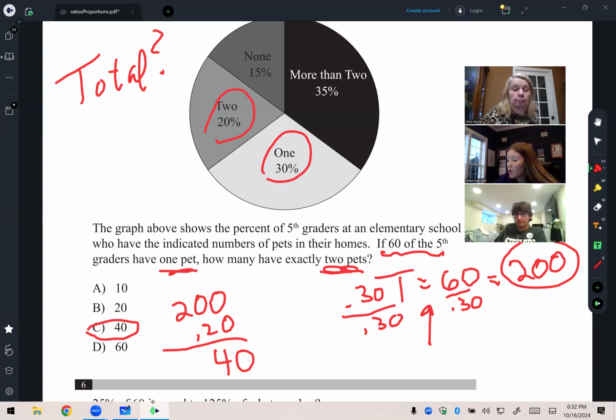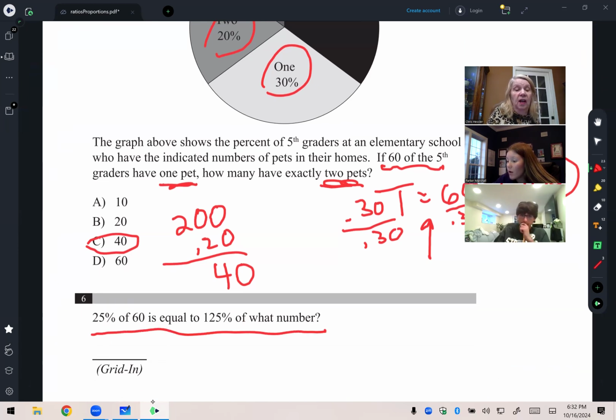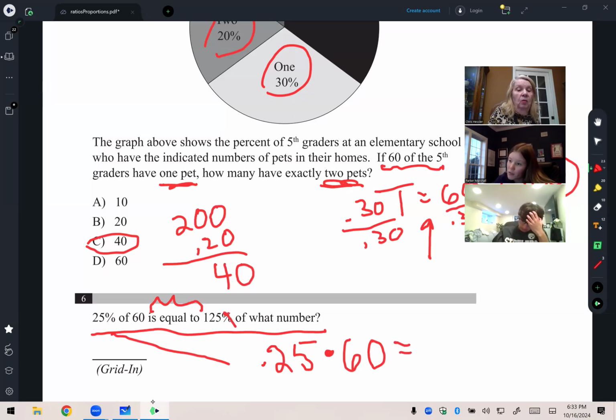Chase, good? Good. Okay, now if they give you something like this, you just translate it into a math equation. So this would be 0.25 of is multiply 60 is equal to, drop the percent, move it 2 over, 1.25 of n. So all I had to do was translate the words into a math equation.